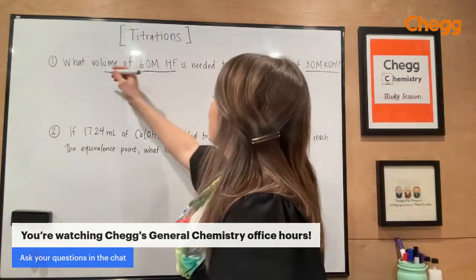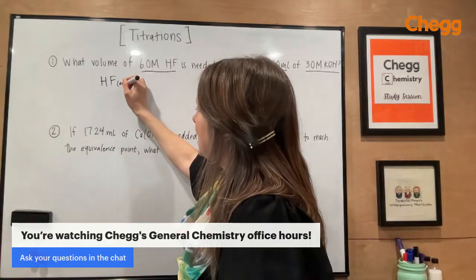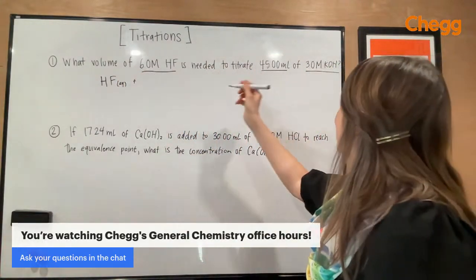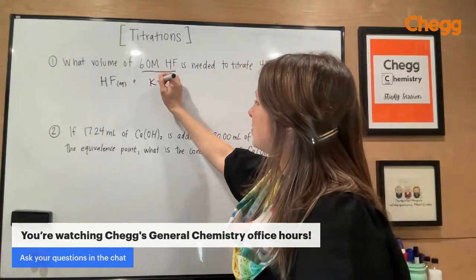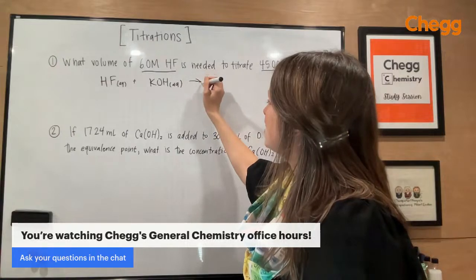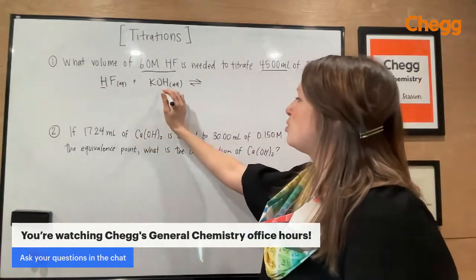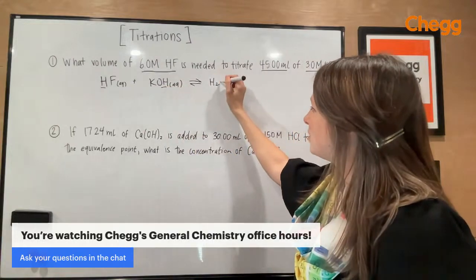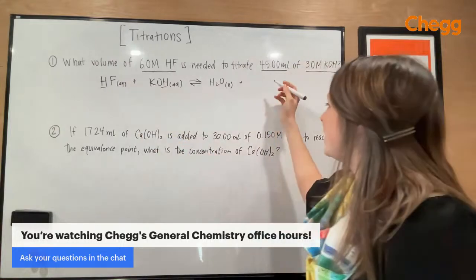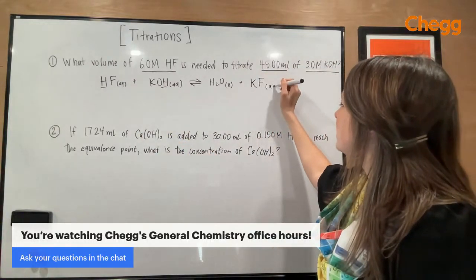So I have hydrofluoric acid. As I'm writing this out, I want you to think: is HF a strong or a weak acid? Try to answer that in the chat. All right, so I have my acid plus my base. My acid is going to donate a proton to the base, forming water, and then whatever is left over. My second product is just going to be KF in this case.